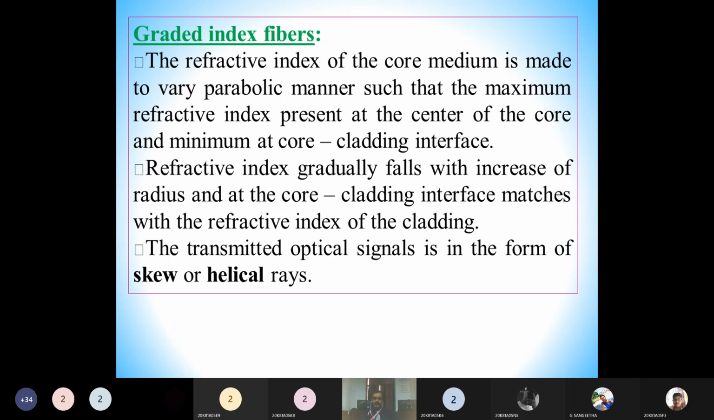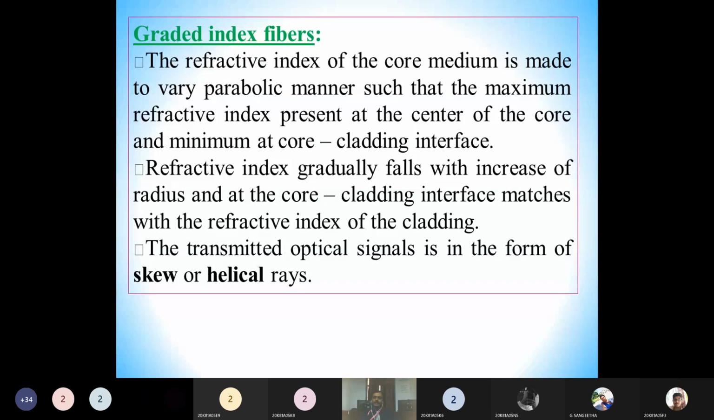In step index optical fiber, based on the refractive index of the core and cladding medium, we can divide it into two categories, that is step index and graded index. Based on the modes of propagation, we can divide it into single mode and multi mode. So in the case of step index as well as graded index, there are single mode and multi mode optical fibers.